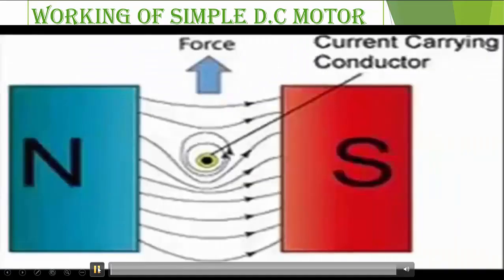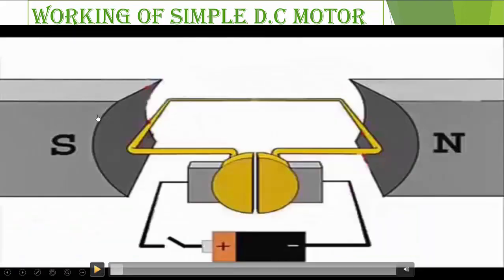Now let's see how a simple DC motor works. DC motor works on a very simple principle. We know that whenever a current carrying conductor is placed in a magnetic field or between two poles of a magnet, then it experiences a force in a particular direction, and the direction of the force can be determined by Fleming's left hand rule.